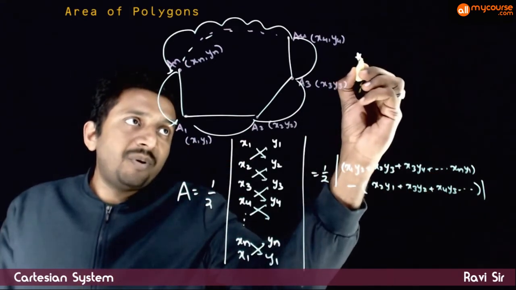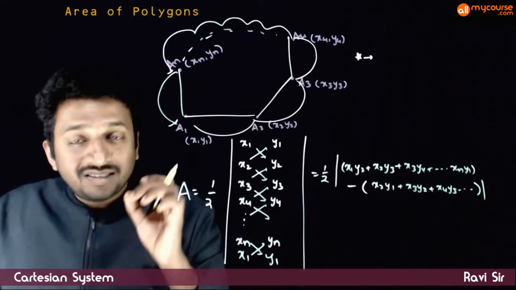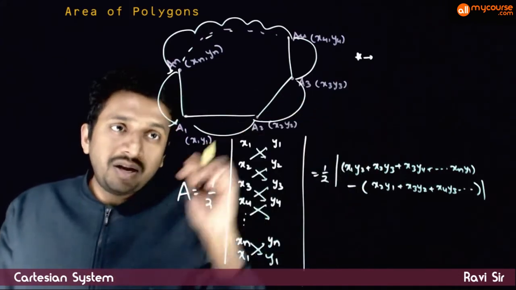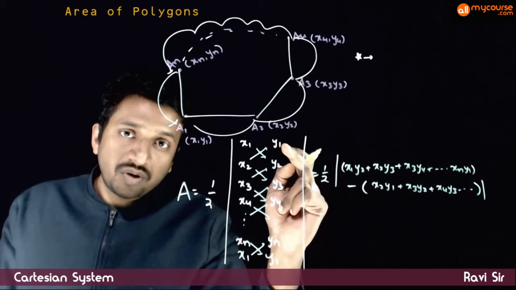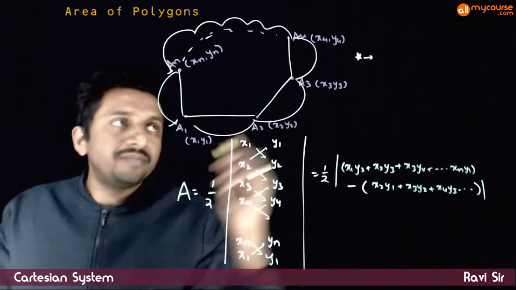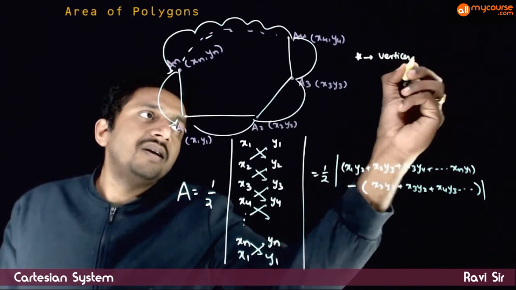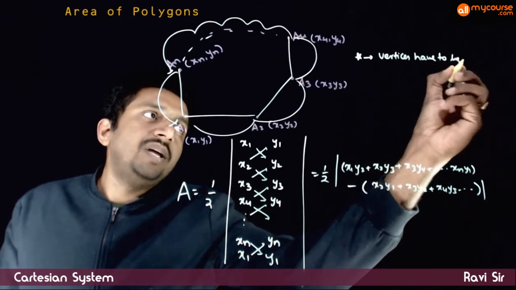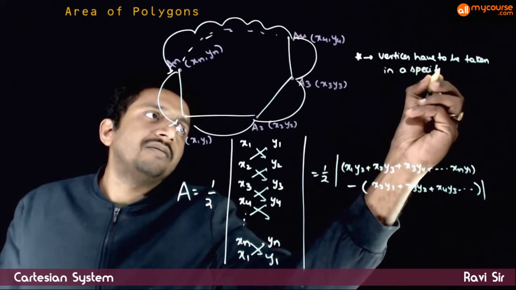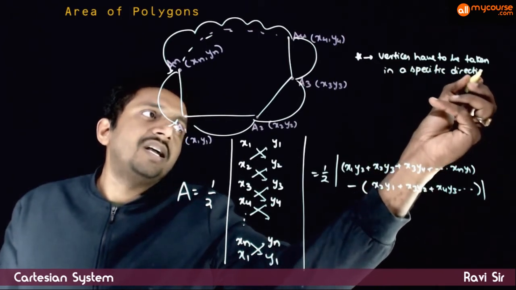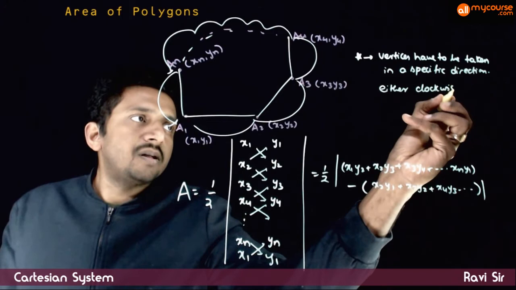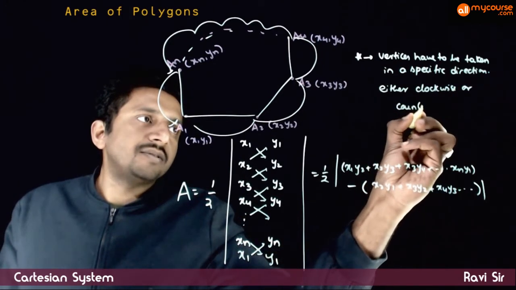But there is an important point that needs to be remembered. There is a very important problem which you get when you're dealing with polygons. In polygons, all the vertices x1, y1, x2, y2, x3, y3, and so on have to be taken in a specific order. So the vertices have to be taken in a specific direction, that is either clockwise or counterclockwise.